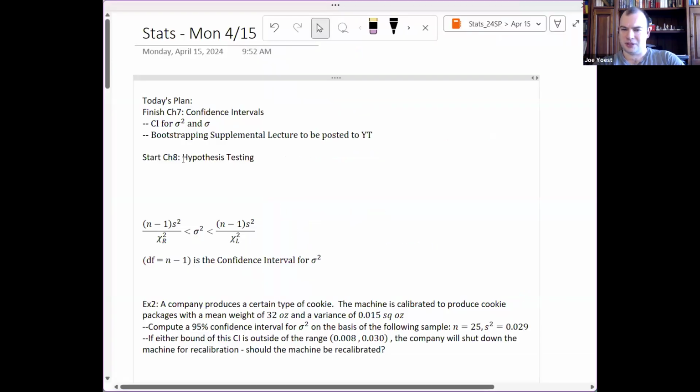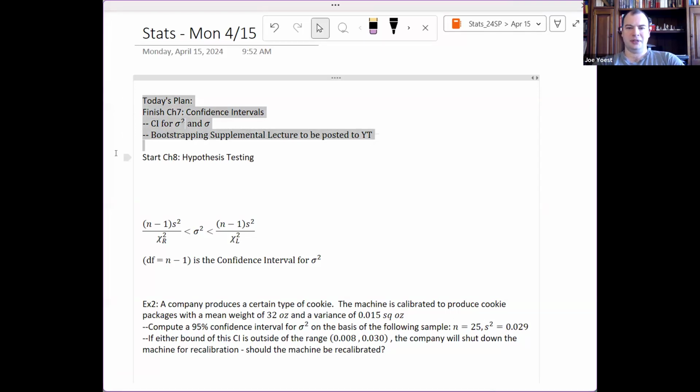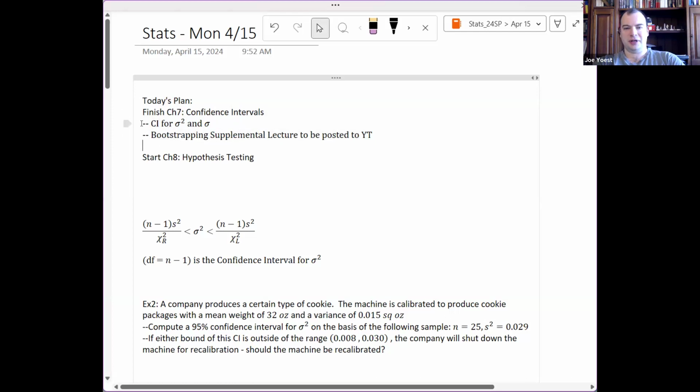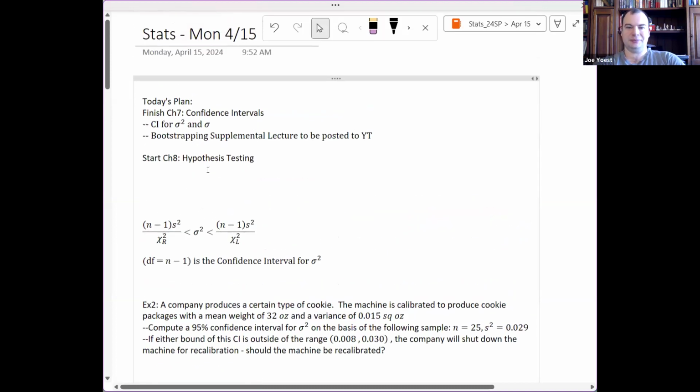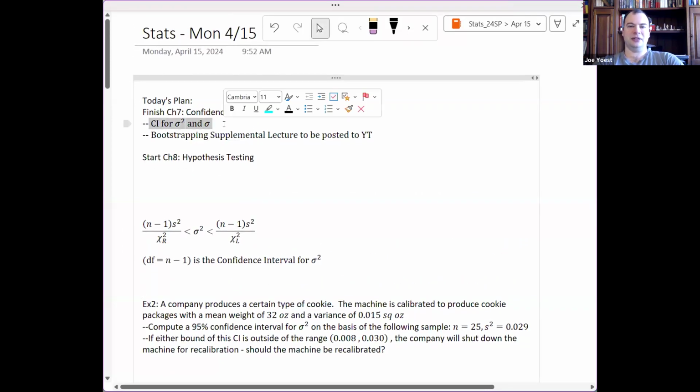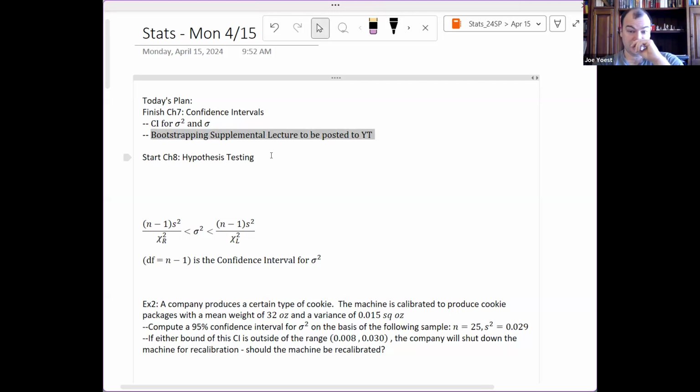Actually, I'm gonna start with just this window. So the plan for today, no quote of the day today. We're just gonna jump right into it. The plan for today is to finish up chapter 7. We had one example from last time that I just want to finish up on confidence interval for standard deviation or variance. The bootstrapping section I'll leave as a supplemental lecture. I'll post that to YouTube. Probably have that up later today.